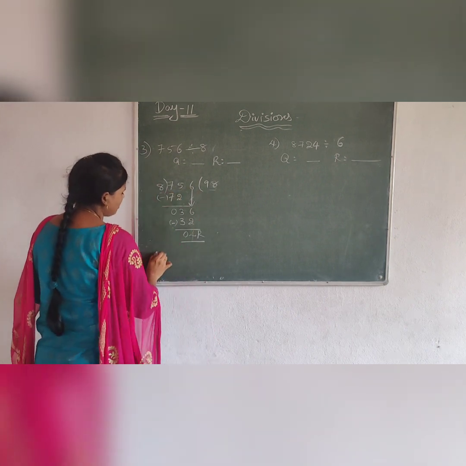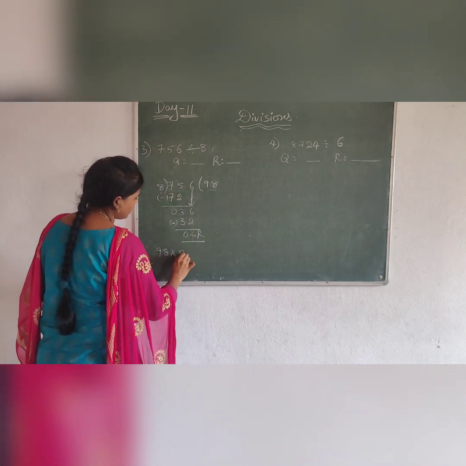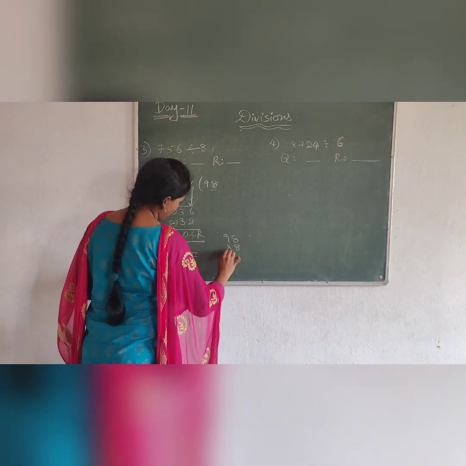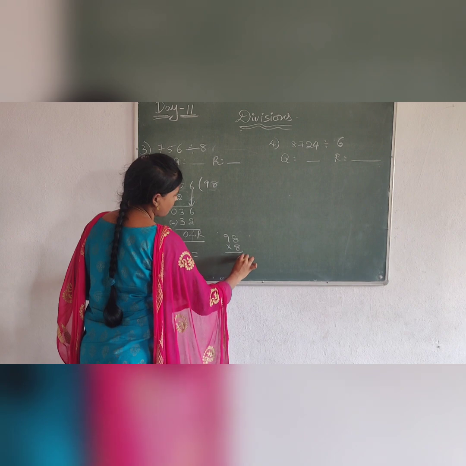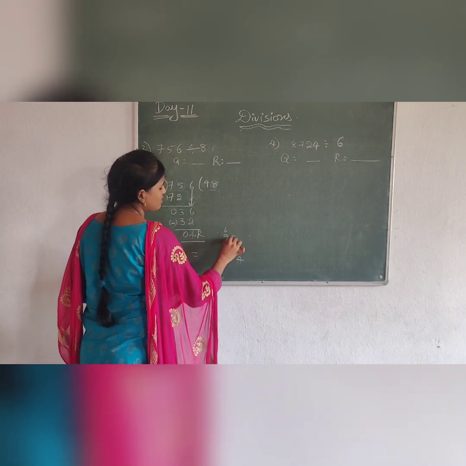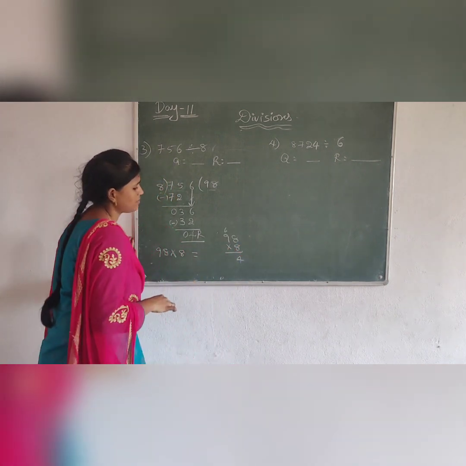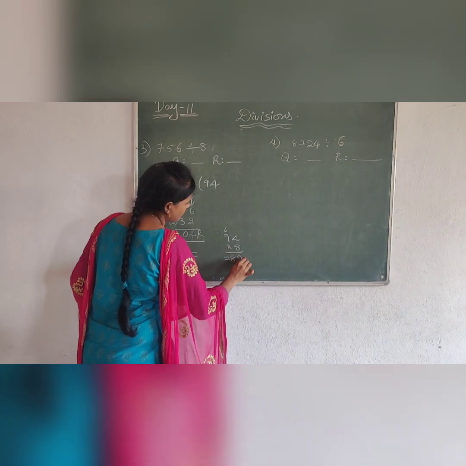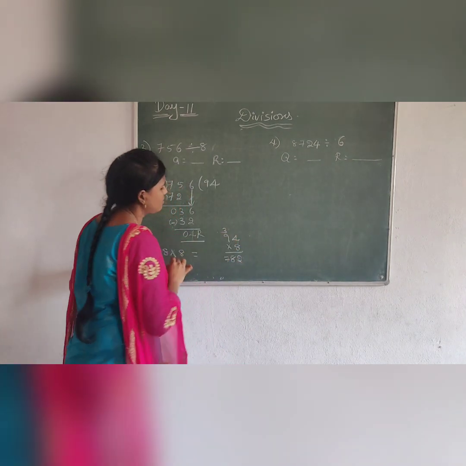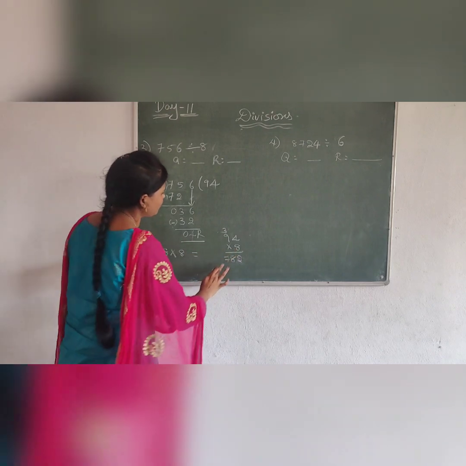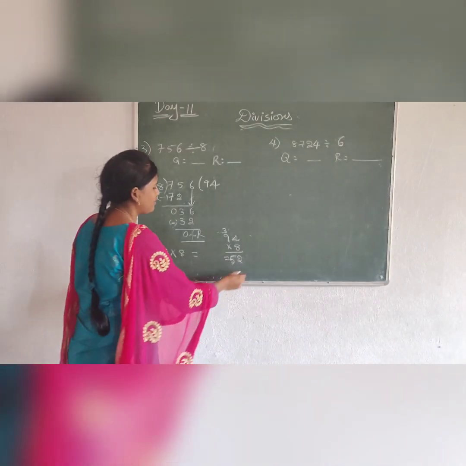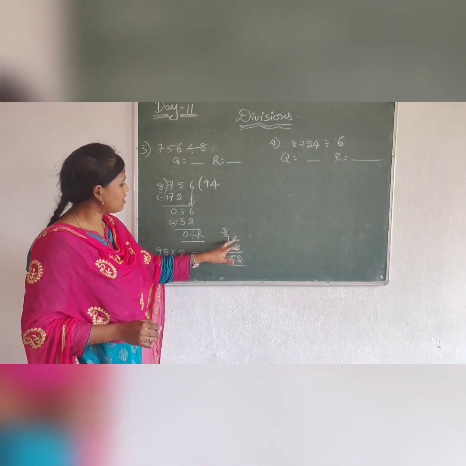Let's multiply 98 into 8. 8 8s are 64. 8 9s are 72 plus 6 is... 72 plus 3 is 75. Yes. Okay. Now you understood?